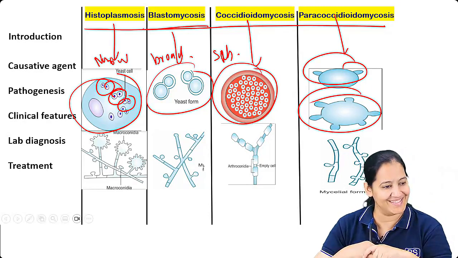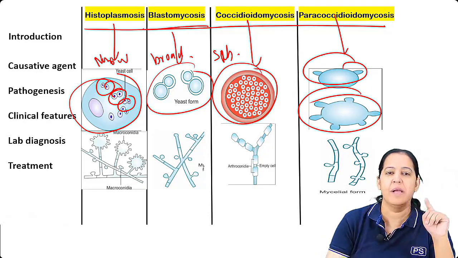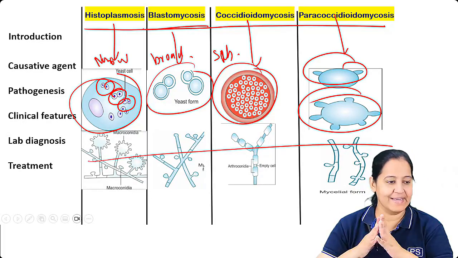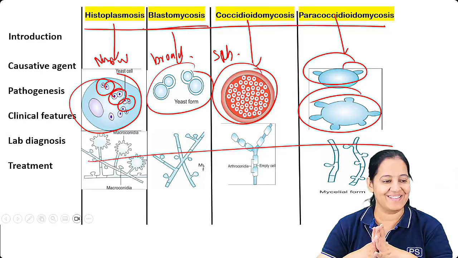The first organ is lung in all of them. Don't learn the mold form. The yeast form is okay to go. You don't need to learn the mold form. This is how we go.